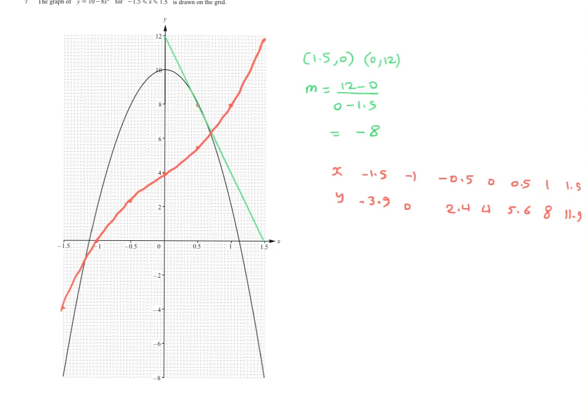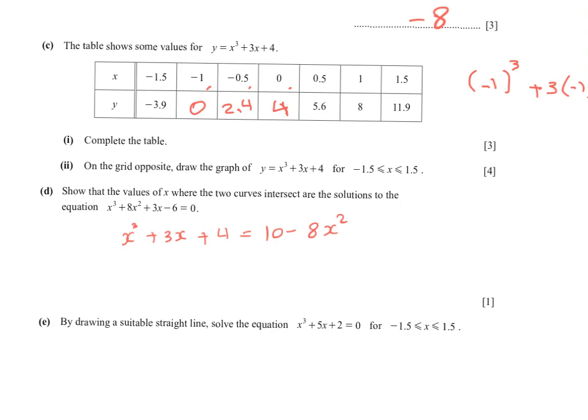This is our graph, by joining the points to draw a smooth curve. When two curves intersect, this means x power 3 plus 3x plus 4 equals 10 minus 8x power 2. Put the two curves on one side, then you get x power 3 plus 8x power 2 plus 3x, and the 4 minus 10 will be negative 6.